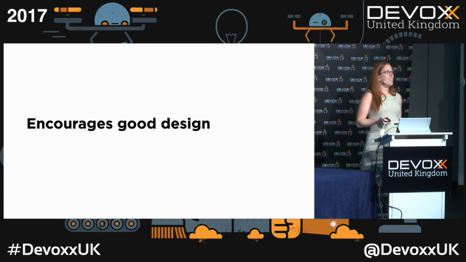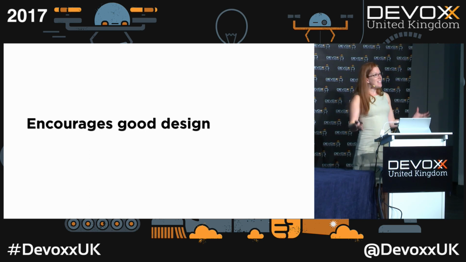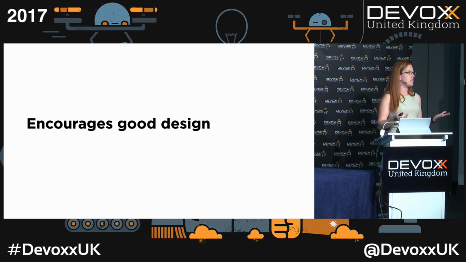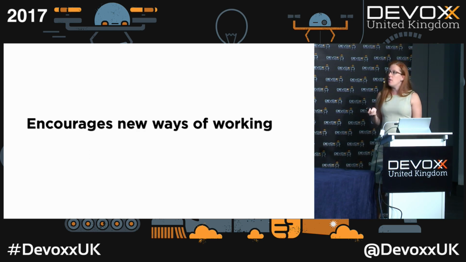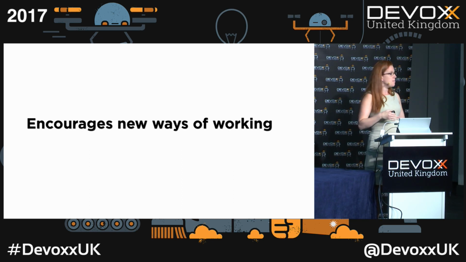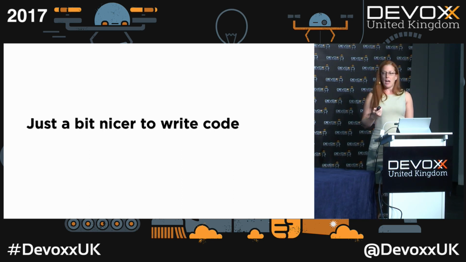I found Java 9 encourages good design with modularity, encapsulation, and so on and so forth. So it just got me thinking a lot more about architecture and design. I think this is a good thing. It encourages new ways of working with a REPL, with reactive streams. There are some different models to use. And there's lots of things in there that just make code nicer to write. So things like the collections framework, things like the stack walking API, things like the process API, all these little bits and pieces just make it a little bit nicer to write code.